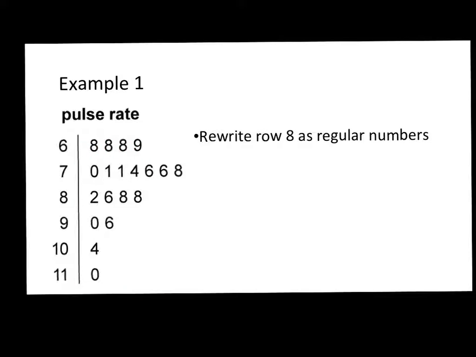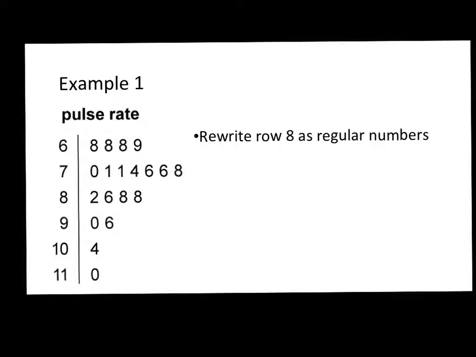So really what this is telling me is this first number right here is 68. And notice the 8 repeats again, so there's another 68. There's a third 68, and then there's 69. Right here, all of these values are in the 70s. So you have 70, 71, 71, 74, 76, 76, and 78.